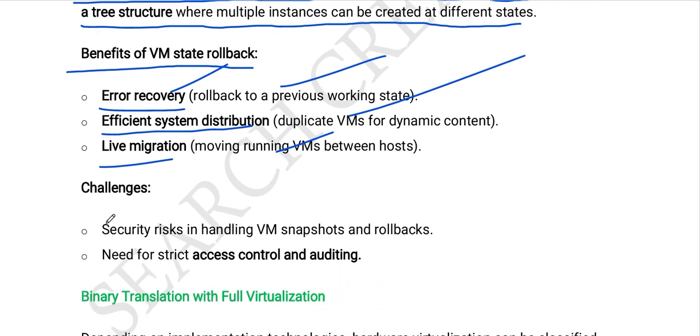Next are the challenges. There are security risks in handling virtual machine snapshots and rollbacks, and a need for strict access control and auditing.